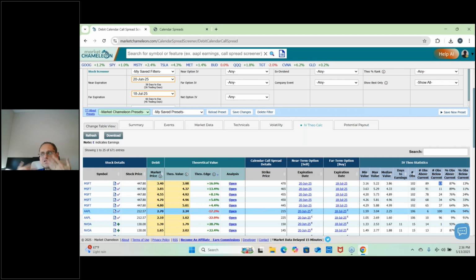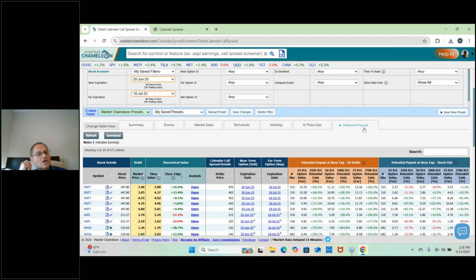Another important thing is the potential payout. And I'm going to click on this really quickly. When we look at options and strategies, we're also thinking, yes, valuation is important, but also what's the potential risk and reward? I know how much I'm risking, but what is my potential reward if things go my way? And if they don't go my way?